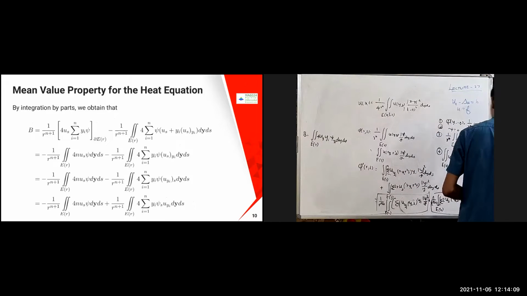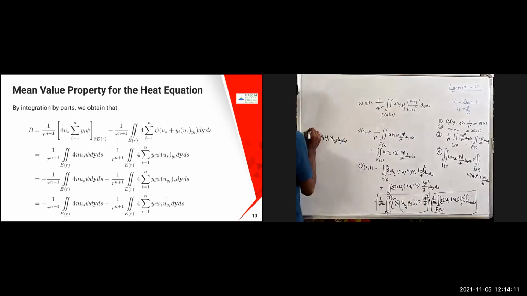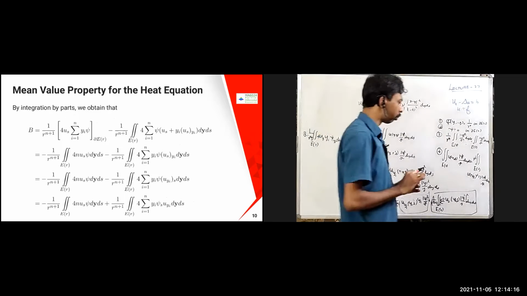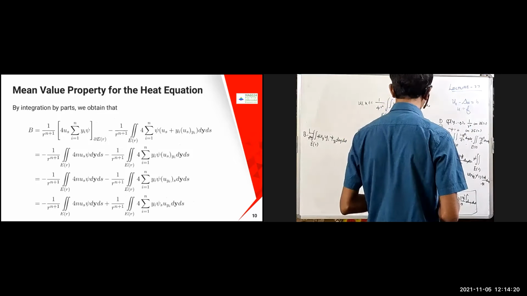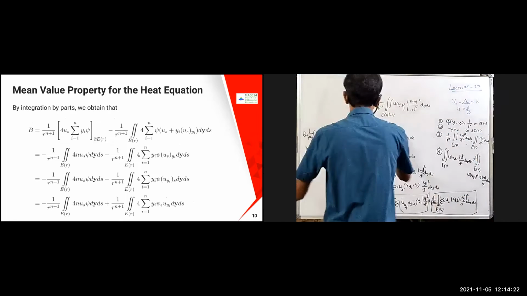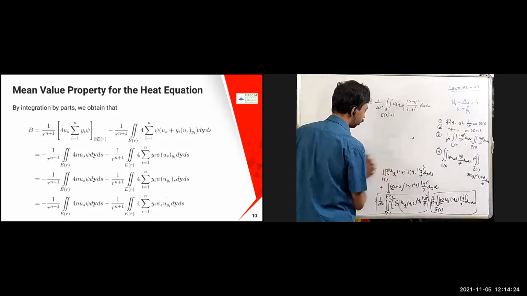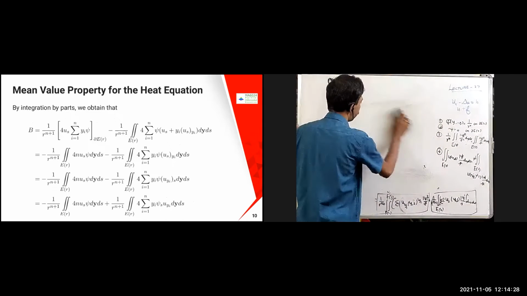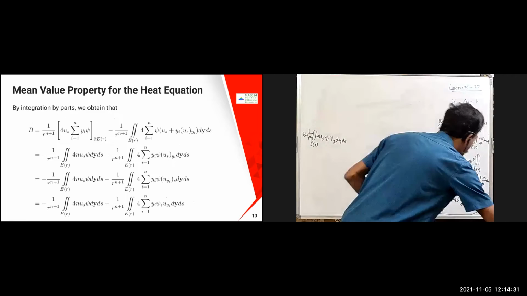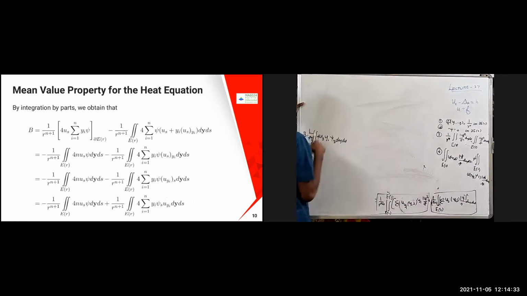Okay, into 1 by r power n plus 1. Now we are going to integrate this one using the integration by parts formula. So I will erase the rest, only a part let it be there. So b is going to be 1 by r power n plus 1 times the integral of summation yi psi y dy ds.